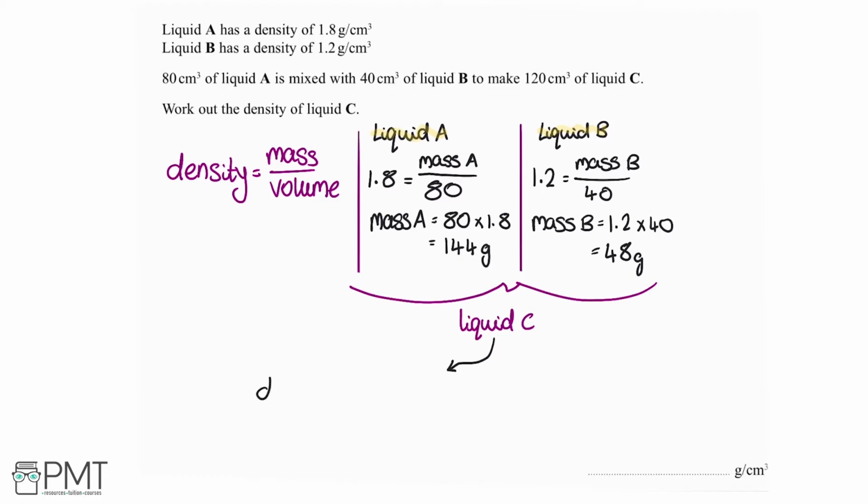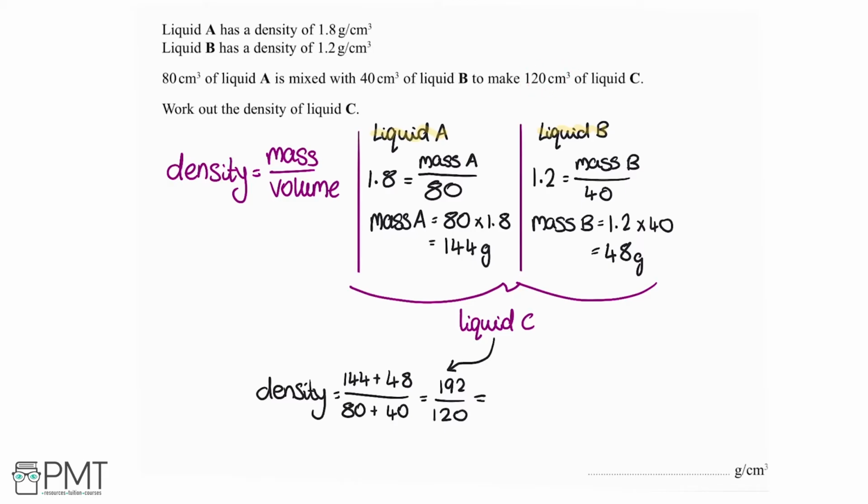Okay, so we want to work out the density. And the mass, well, that's going to equal the liquid A mass plus the liquid B mass. It's going to be 144 plus 48. This is going to be the liquid A volume plus the liquid B volume. So it gives us 80 plus 40. If we tidy that up a bit, we're going to have 144 plus 48, giving 192, divided by 80 plus 40, which is 120. And that's great because we know in the question that liquid C has a volume of 120 centimetres cubed.